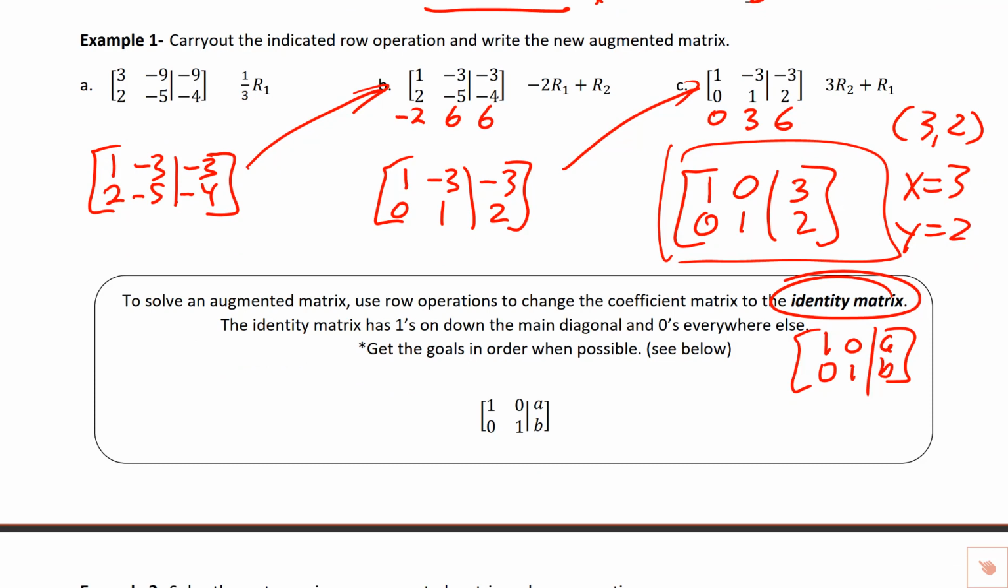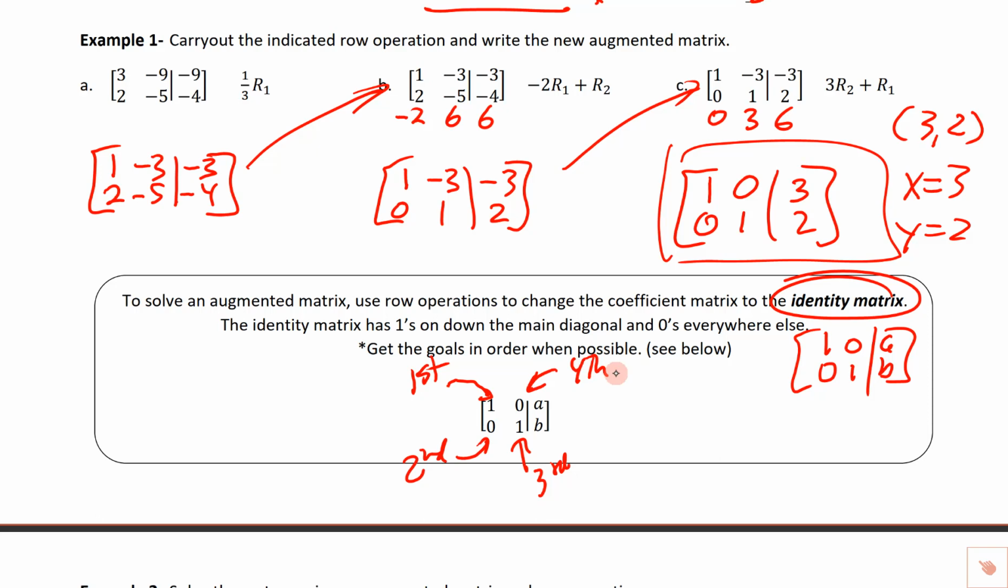This can get really frustrating because we're going to be doing these by hand for the most part to start with. You want to get the goals in this order. You want to get that 1 first. Then you want to use that 1 to make that a 0, so that's goal number 2. Goal number 3 is to make that a 1, so you do that one third. And then if you can, you do this one fourth.